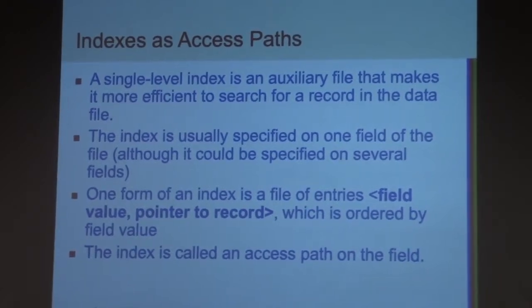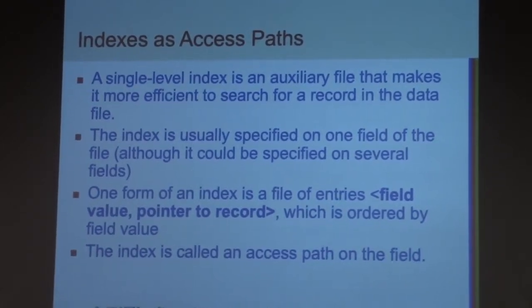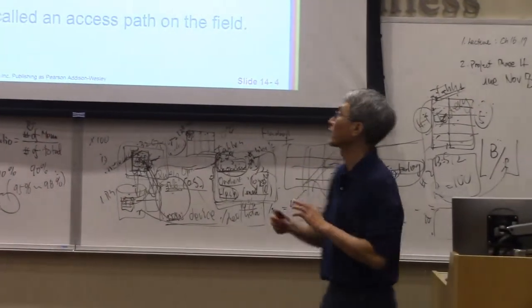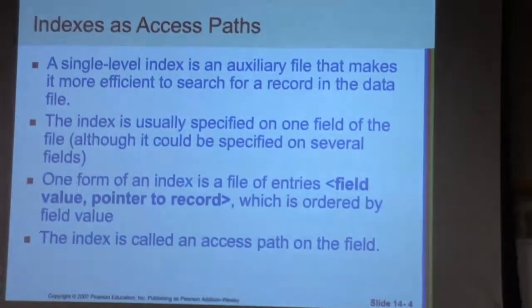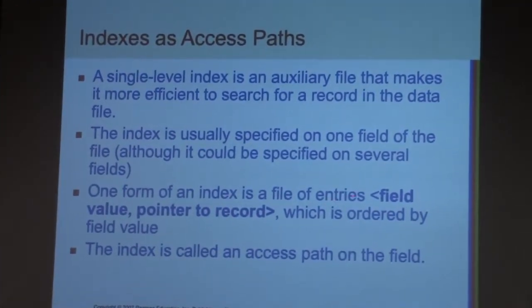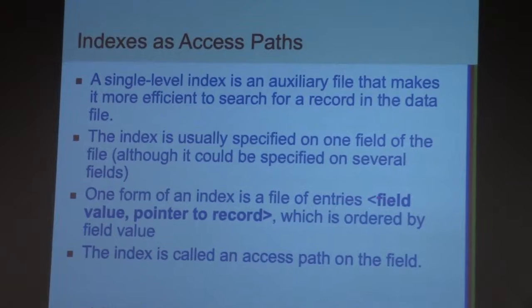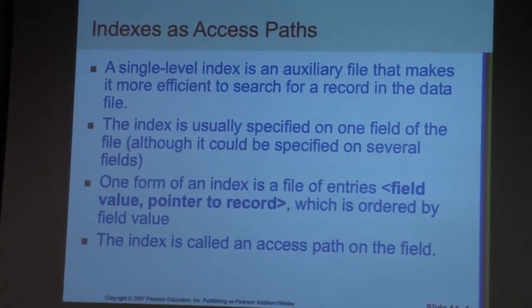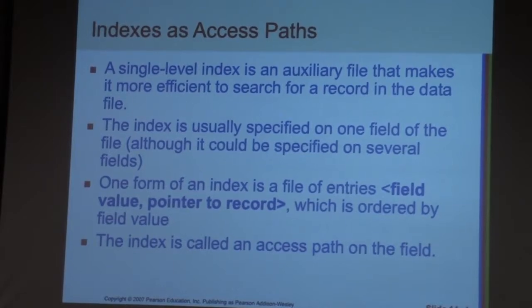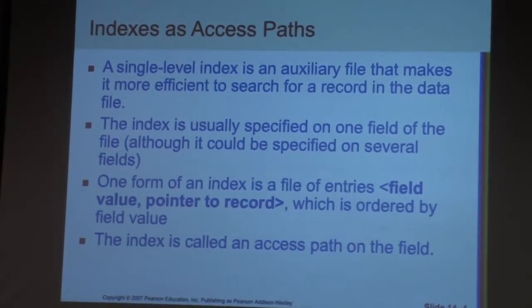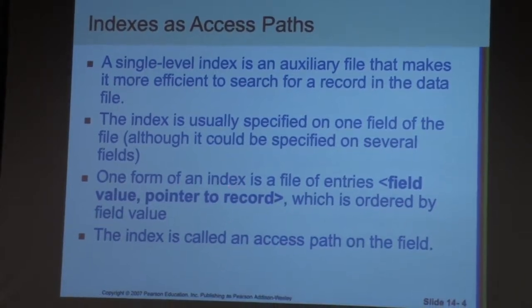Unlike the table, the index is not called a record, but it's called an index key entry. It's not a data entry, it's an index entry. It's a field value, meaning a key plus a pointer. The pointer can be an address or a block ID, and the commercial DBMS has its own data structure and address format.